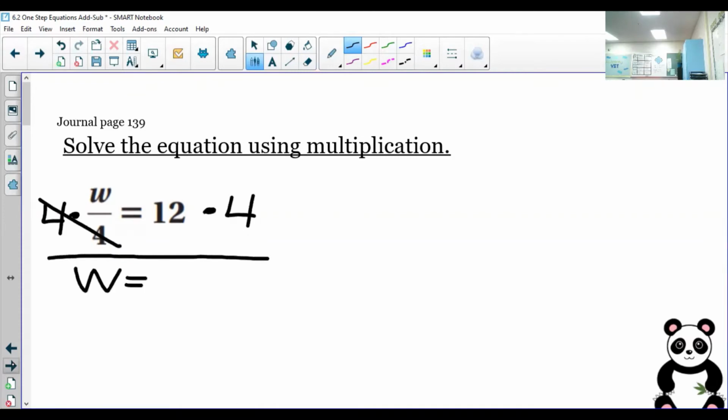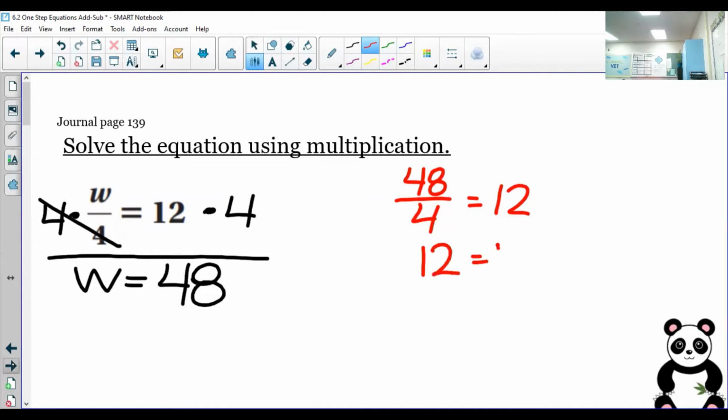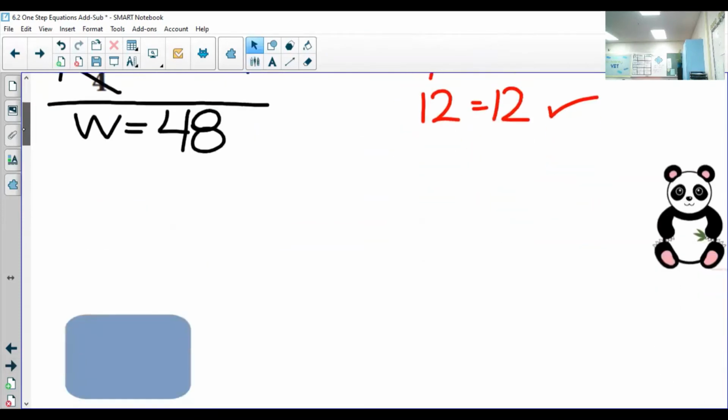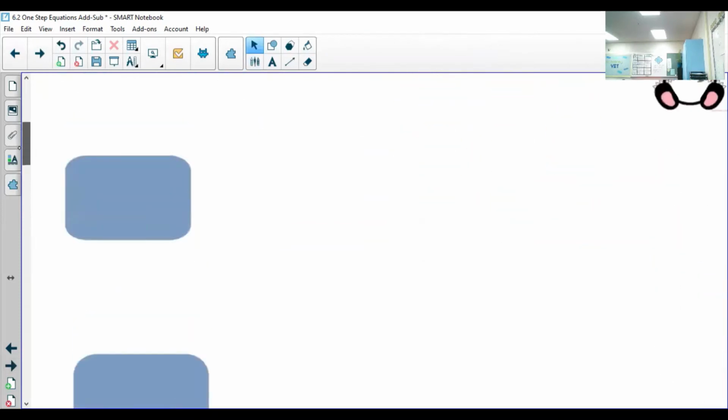And then we know 12 times 4 is 48. So W equals 48. In this type of problem as well, let's just substitute it in. I said it equals 48, so let's see. 48 divided by 4, grab my calculator, I know that's 12. Does 12 equal 12? Yes, I know I'm correct. All right. Next one.